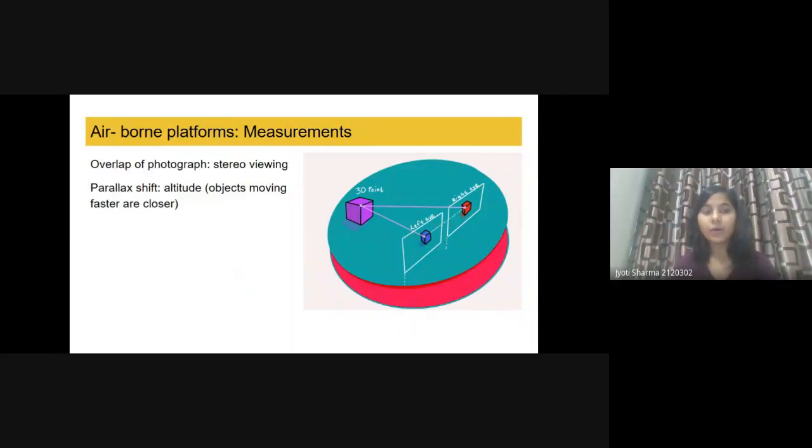And here also we have to take care of the parallax shift. We can see that our left eye is seeing the object from a different angle and the right eye is seeing the object from a different angle, and based on that we can get the 3D image of this picture. So this is the stereo viewing.